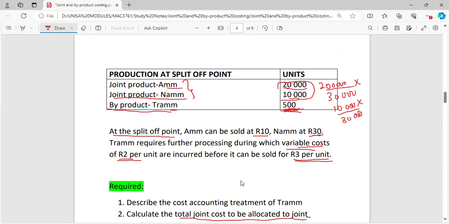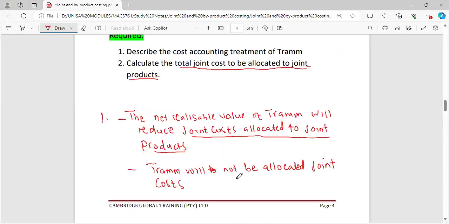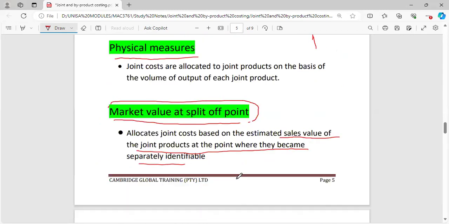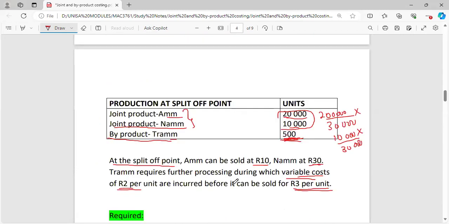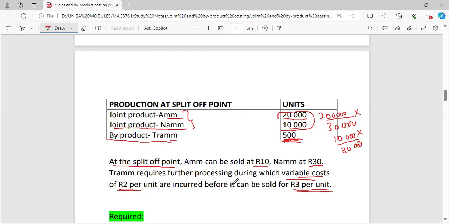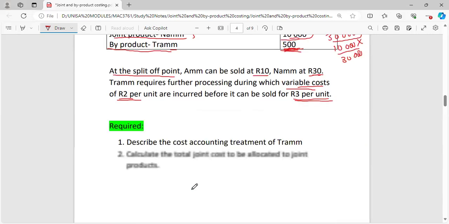So that's how you are going to do it. Is it market value? Is it net realizable? Yeah, it's market value, okay. So you are going to multiply by the sales per unit. That's the market value at split off point. Then you allocate joint cost the same way, which means your total market value is going to be your denominator, your market value for each product your numerator, then you allocate the joint cost to the joint product.